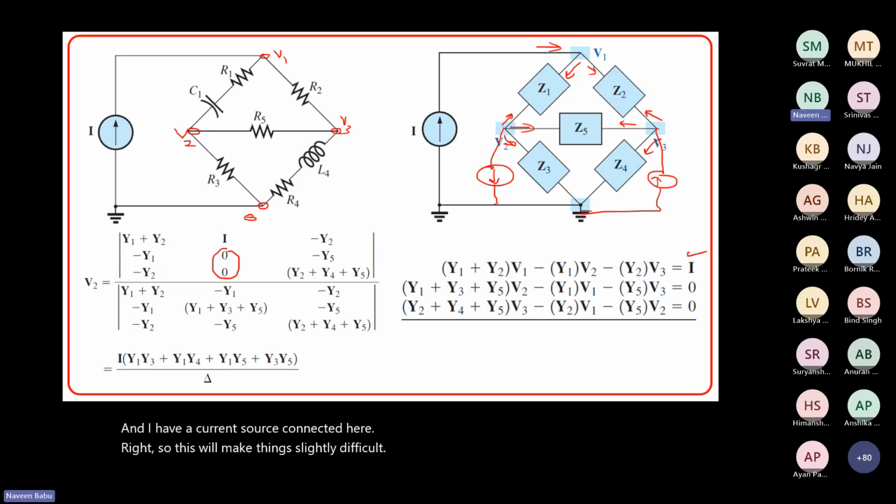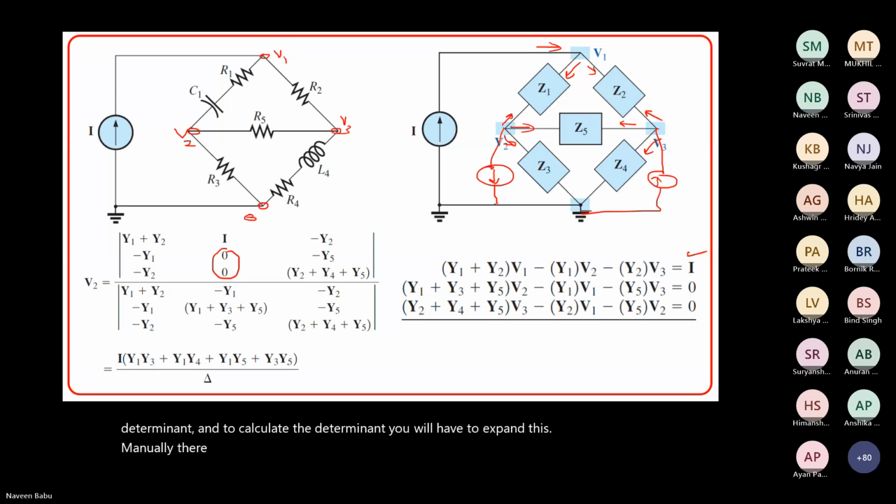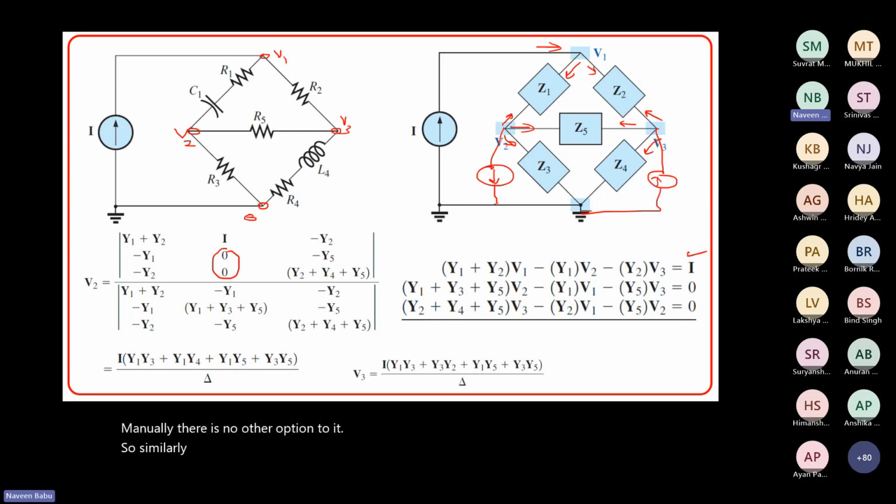So then you will have to calculate the determinant, and to calculate the determinant, you will have to expand this manually. There is no other option to it. Okay. So similarly, you can find V3 also. Likewise, you can determine the node voltages.